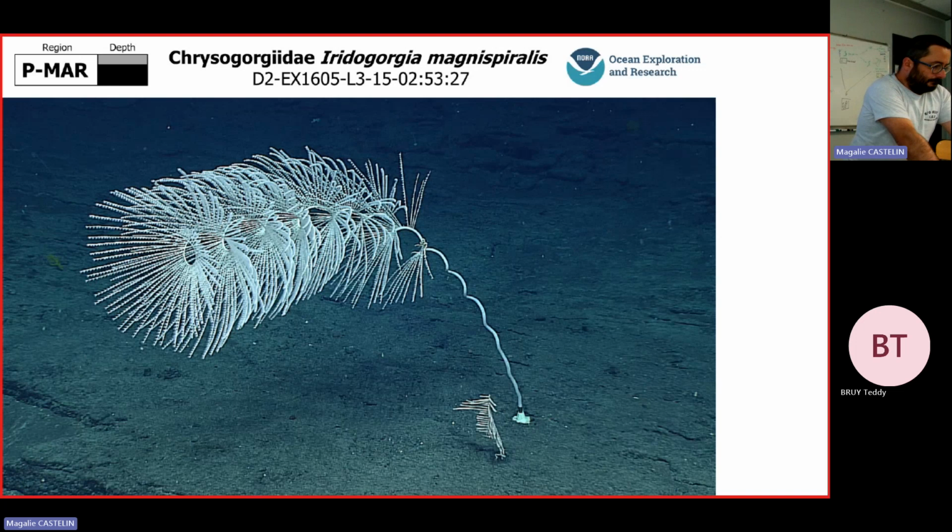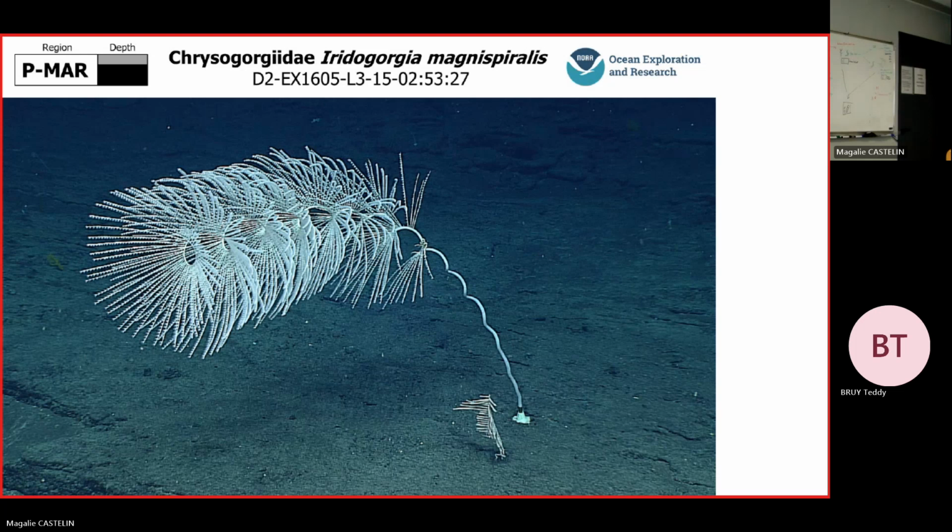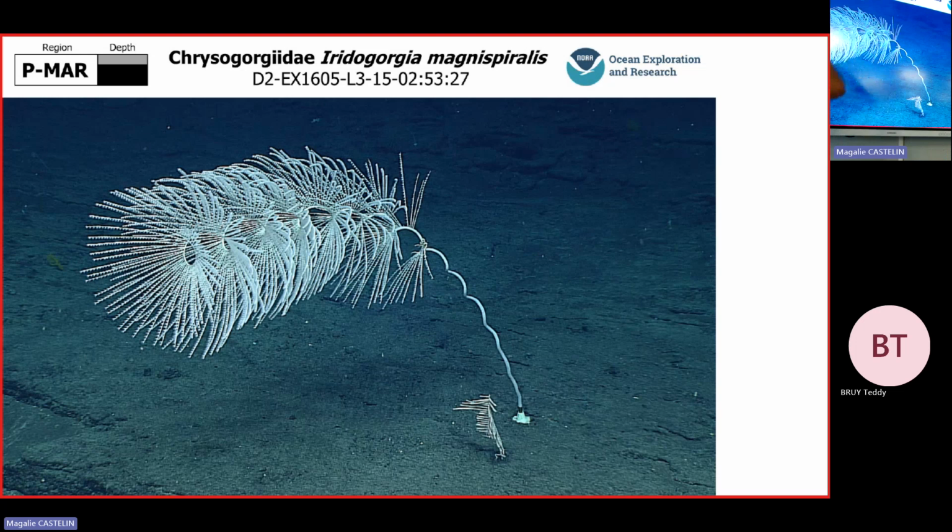Then you have Iridogorgia, and there are spiraling colonies that can be quite tall, and they can be several meters tall. I think the largest known is 7 meters high. It was photographed off Hawaii, and these colonies have side branches that emerge from one side of the spiral. This is why it looks like a fountain almost. Actually, one species is called Iridogorgia fontinalis.